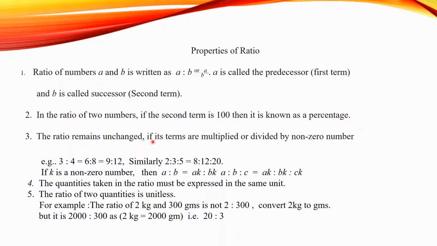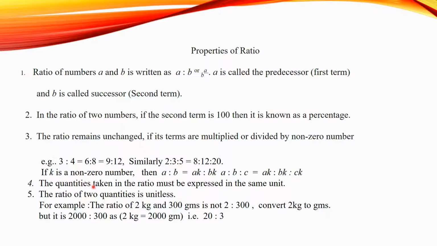Similarly, 2:3:5 is equal to 8:12:20. If k is a non-zero number, then a is to b is equal to ak is to bk, or a is to b is to c is equal to ak is to bk is to ck. Fourth property, the quantities taken in the ratio must be expressed in the same unit. Fifth property, the ratio of two quantities is unitless.